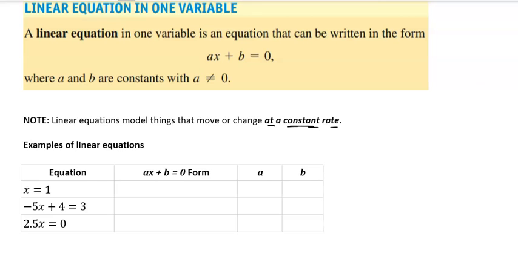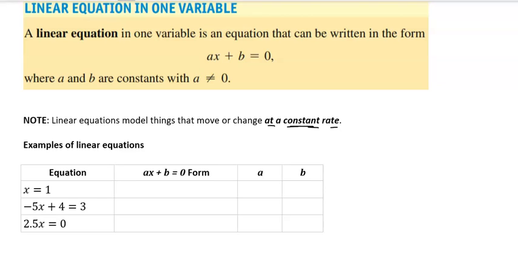So it can't be speeding up or slowing down. All right, so we're going to look at examples of linear equations. We want to look at first, are they linear? Next, are they a linear equation? Right now, we're going to look at how to put them in the correct form so that we can then work with them. Okay, so we're going to put them in the form ax plus b equals 0.